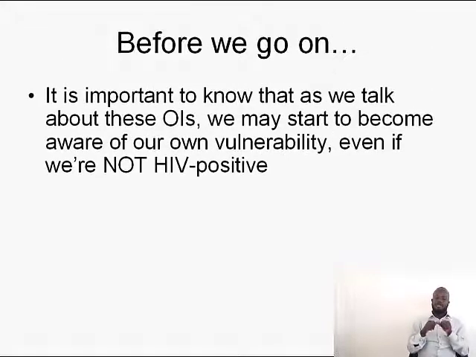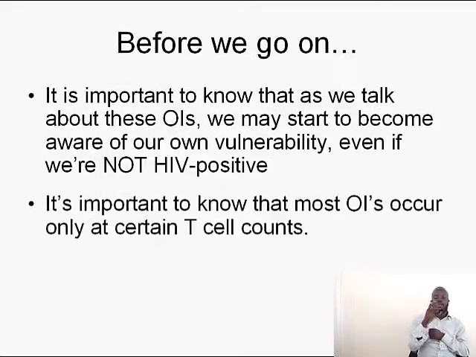And before we go on, it's important to understand that as we talk about these OIs, we might start to become aware of our own vulnerability, even if we're not HIV positive. Sometimes when I'm talking about opportunistic infections, I become convinced that the headache I had earlier this morning is a symptom of cryptosporidiosis, and that I'm going to be sick from it. So it's really important to check yourself if you start to feel that way, and to realize that for most of the infections we're dealing with, the real danger is if someone has under 200 CD4 cells.